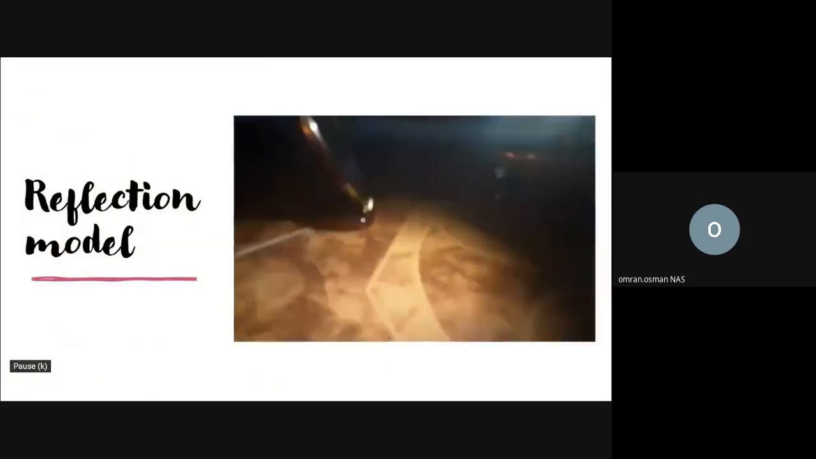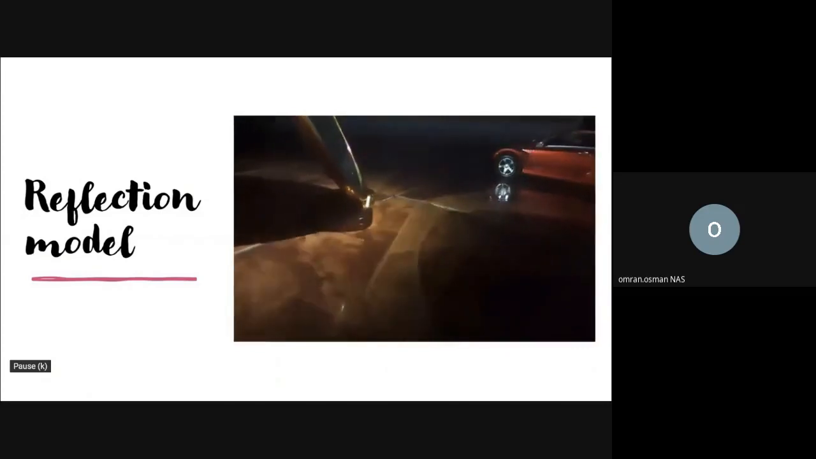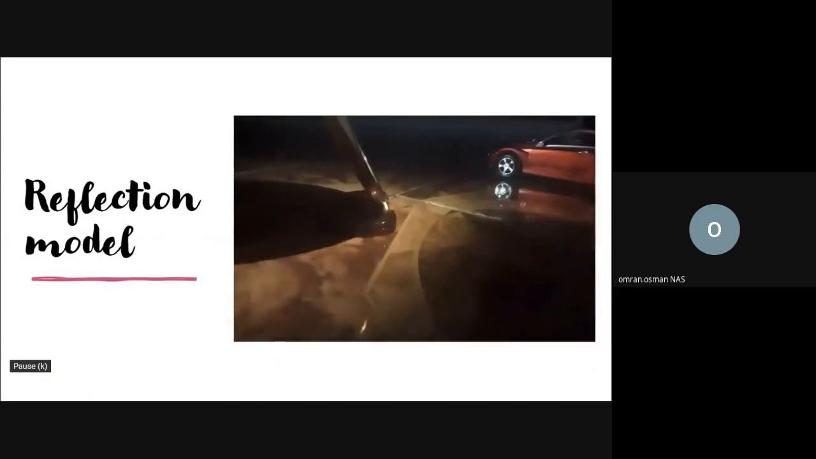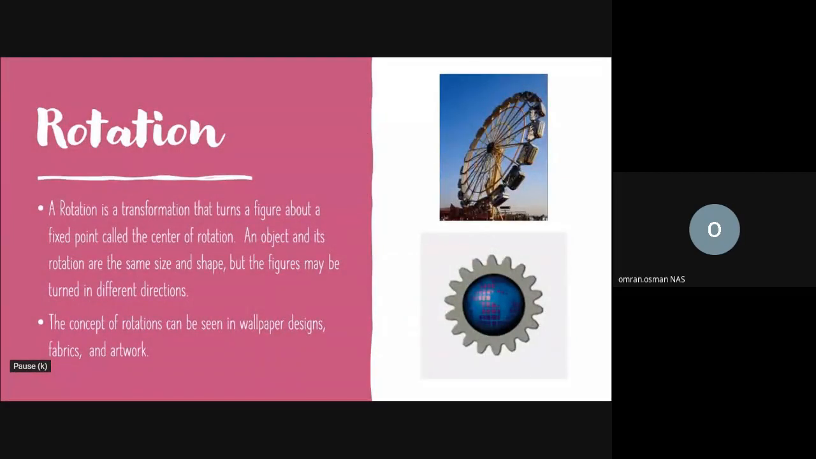This is our model for reflection: the light is reflected to the mirror and the light of the mirror is reflected to the object. And now for rotation. Rotation is a transformation that turns the figure about a fixed point called the center of rotation. An object and its rotation are the same shape and size, but the figure may be turned in different directions.